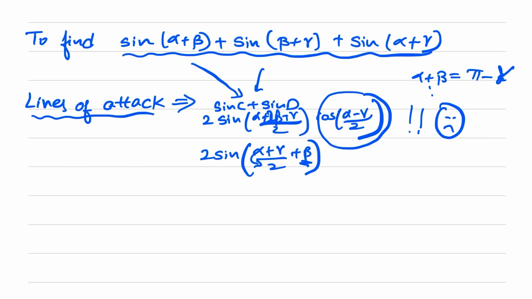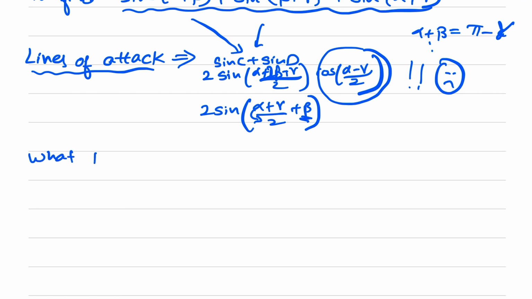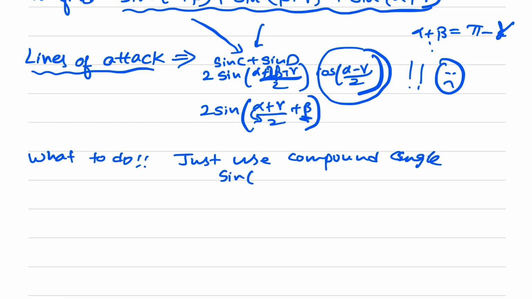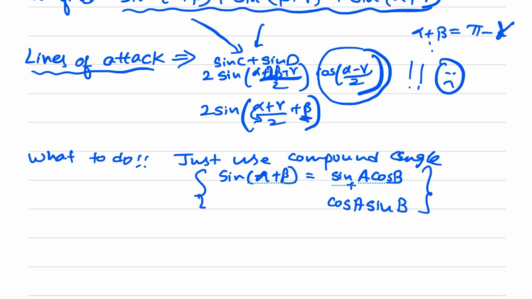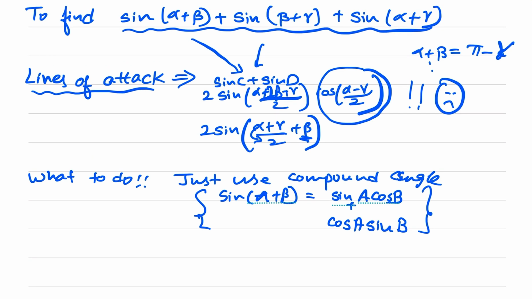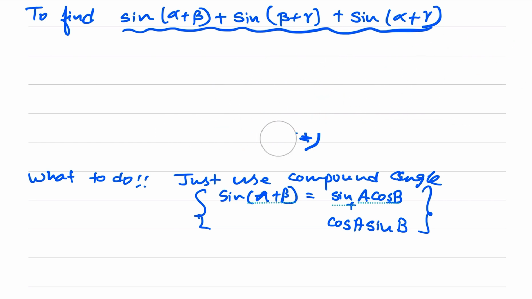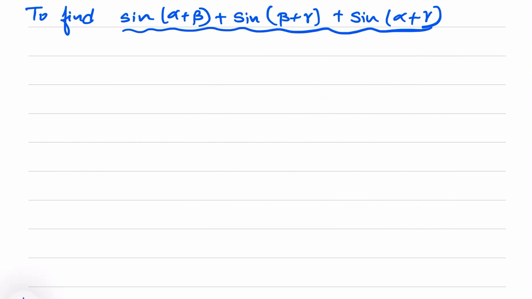Okay. So actually what we will do is just use compound angles. The very first formula, sine of a plus b, is what? Let me recall this for you. Sine a cos b plus cos a sine b. By this simple formula only we can solve this problem. Okay, so you might be curious. So let's satisfy that curiosity.